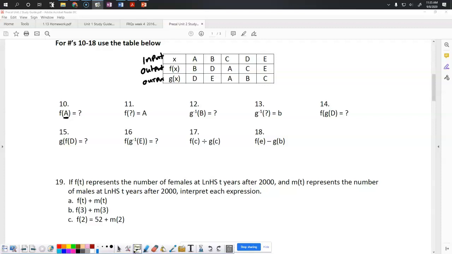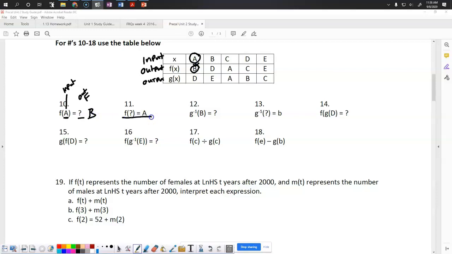F of A equals what? So this means I'm going to go to the A in the input row, and I'm going to look for the output in the F row. Okay, so here's A, and in the F row, the output would be B. So the answer is B.